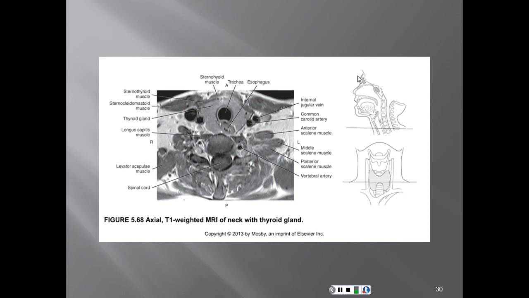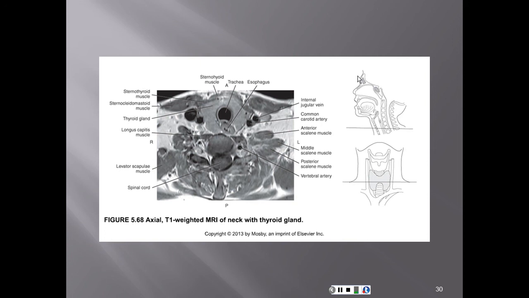Considered an elastic tube, the trachea is reinforced by approximately 16 to 20 C-shaped pieces of cartilage that maintain an open passageway for air. And remember, the posterior portion of the cartilage is open just to allow for movement of the esophagus. So, it's just another wonder of how the body is made.